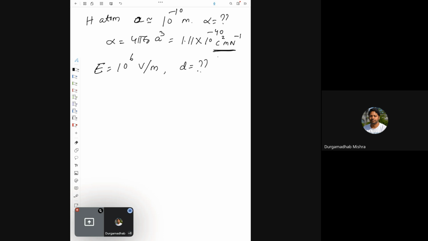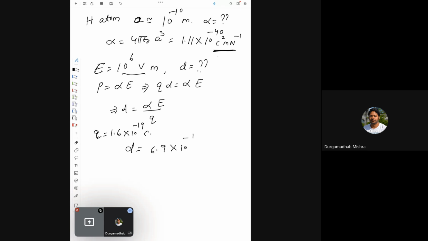Okay, so how do we find out? We know P is equal to alpha E, which implies Q into d is equal to alpha into E. So that means d is equal to alpha E by Q. So what is Q here? You are taking one electron, so Q is equal to 1.6 into 10 to the minus 19 coulomb. Alpha we have calculated, E is known. Again, you have to make sure that it is in the SI unit. So you substitute that, and d will come out to be 6.9 into 10 to the power minus 15 meter.